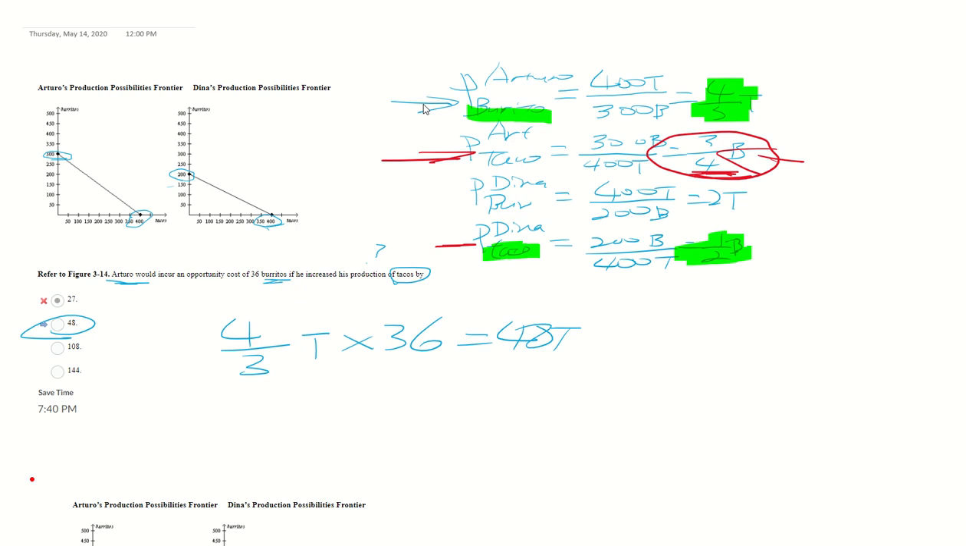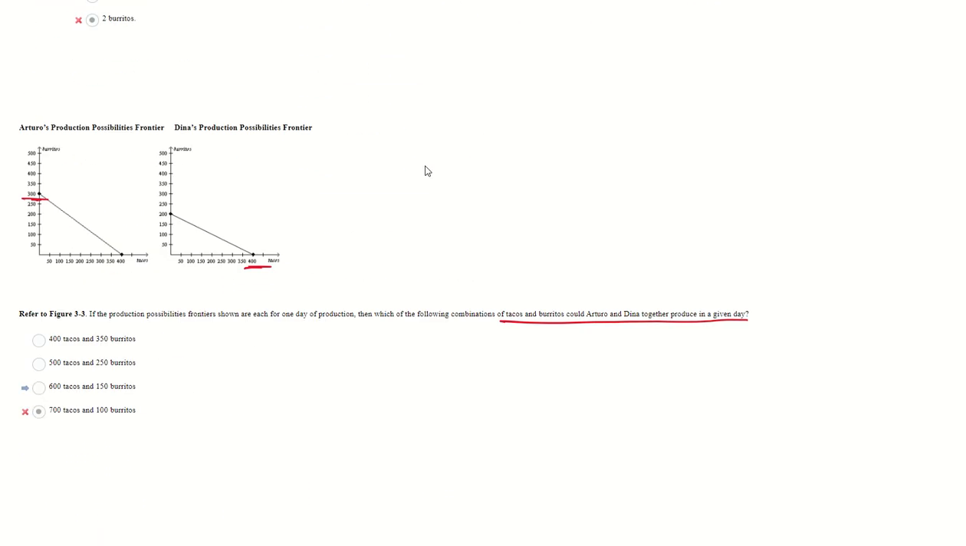So again, it's always one party, one comparative advantage, right? Arturo is winning burritos and Dina is winning tacos. In a perfect situation, Arturo would produce burritos and tacos would be produced by Dina. However, we don't have a perfect situation. It looks like the numbers here are not a perfect set. For the first answer choice, it says we need to produce 400 tacos. Is it possible? It is possible because Dina can produce 400 tacos by herself.